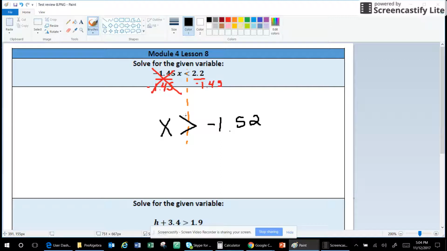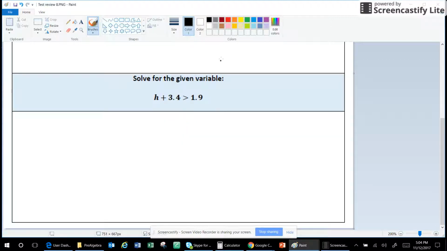All right, try the next one. See what you guys come up with. So just like before, whatever we do to one side of that equal sign, we got to do to the other. So we're going to do minus 3.4 to get that to cancel. Minus 3.4. These guys would cancel off, leaving me with the h.